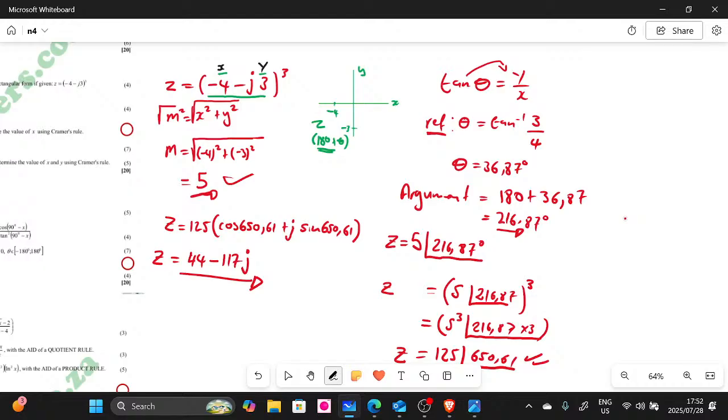When x is negative and y is negative, it's happening in the third quadrant. So you find your reference angle and then you add 180 to your reference. You're gonna get an angle that belongs to the third quadrant, and then now you have your z. But let us not forget we have the power of 3 there, and then we just use De Moivre's theorem. The argument will be multiplied by 3, and the modulus will be raised to the power 3.